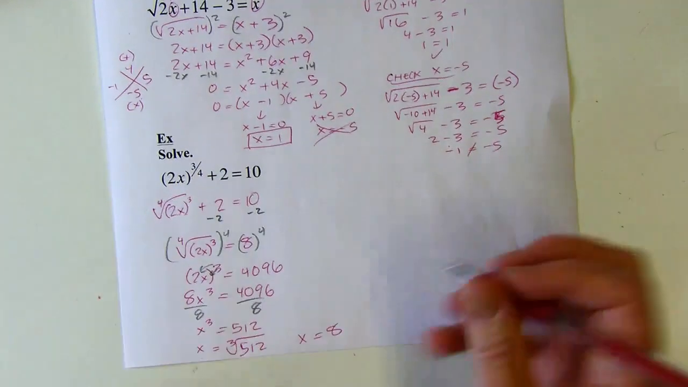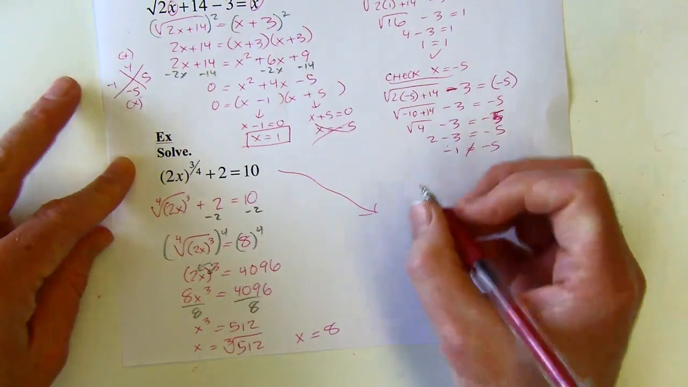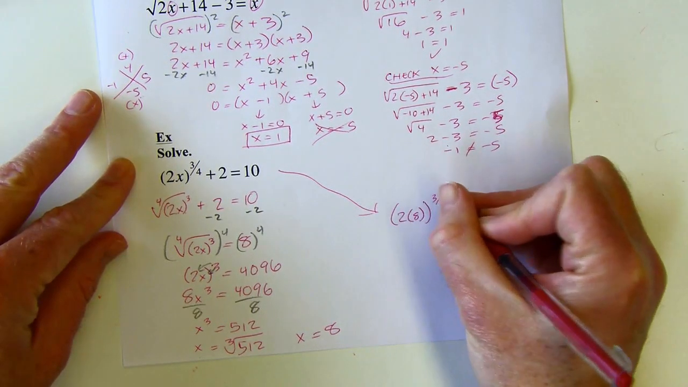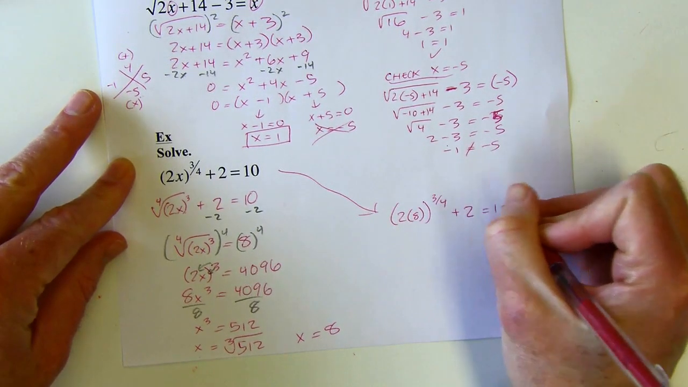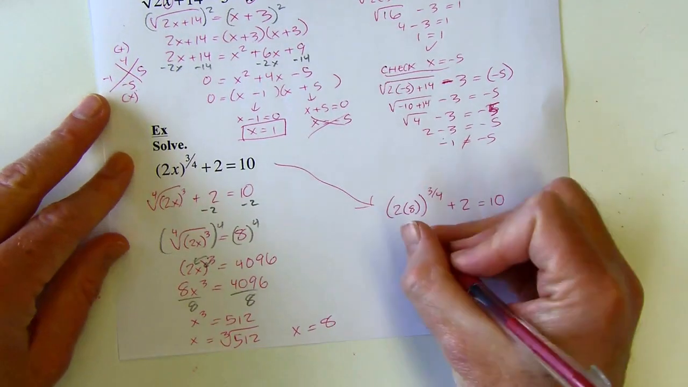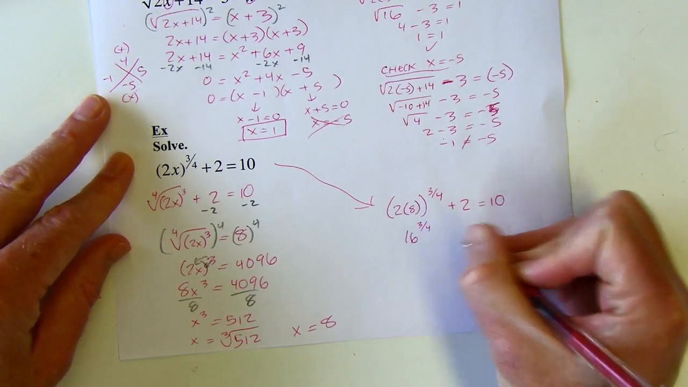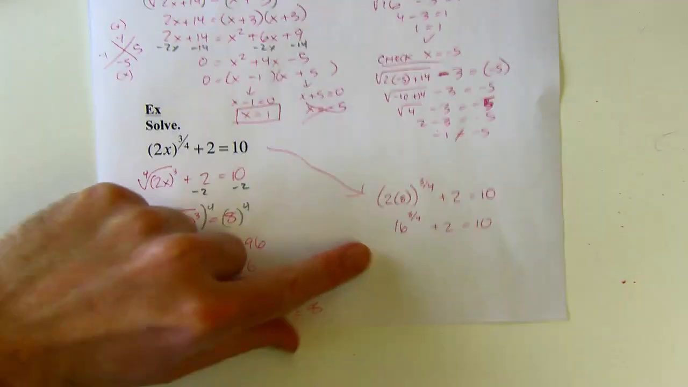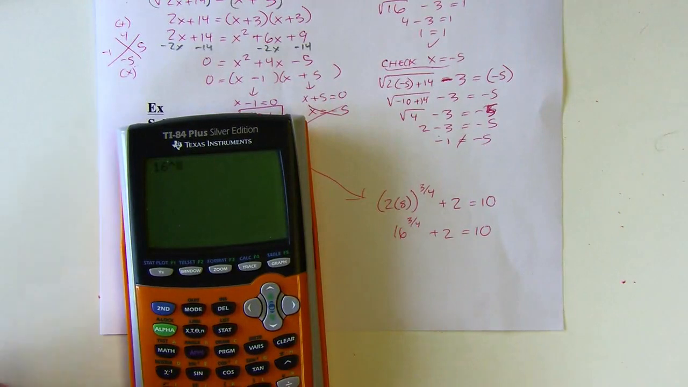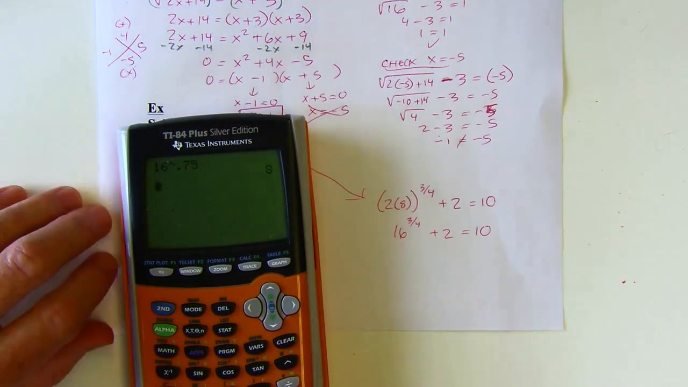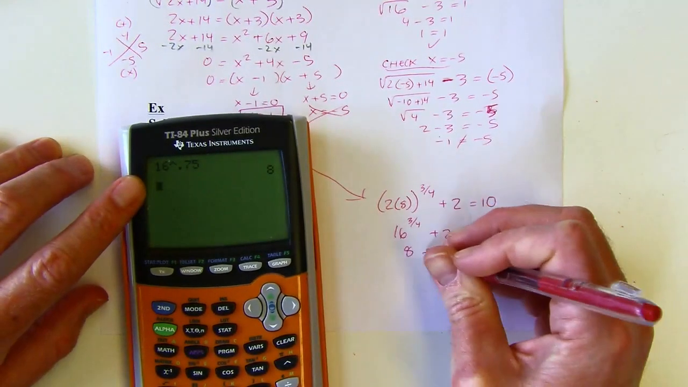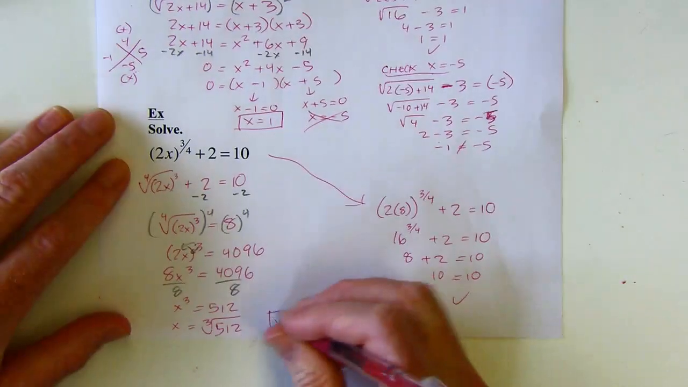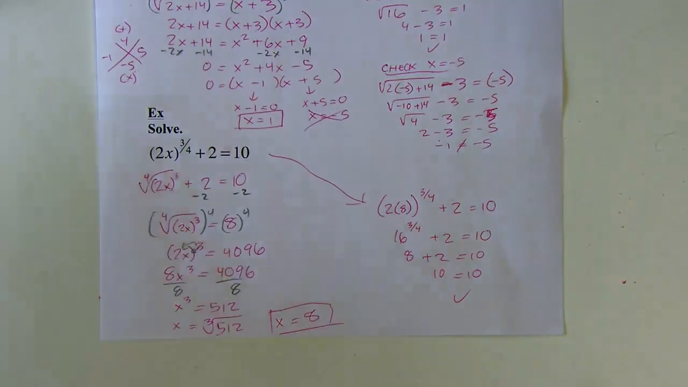Okay, and as always, you really want to check this and make sure it works. Okay, so I've got, let's see, that would be 16 raised to the 3/4 plus 2 equals 10. So I'm just going to use my calculator to see what 16 to the 3/4 is. So 3/4 is 0.75, so I'll just write it like that. There's 16 to the 0.75. That gives me 8. And hey, this works, right? 10 does equal 10. So then I know my solution here is a good one. And I can move on.